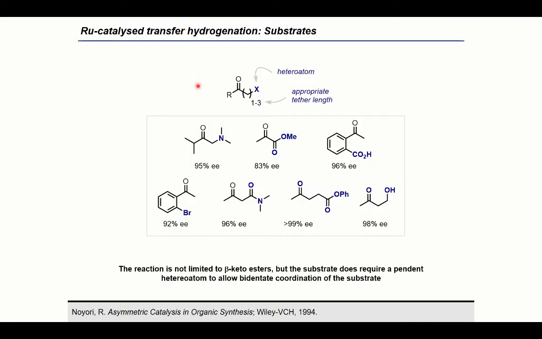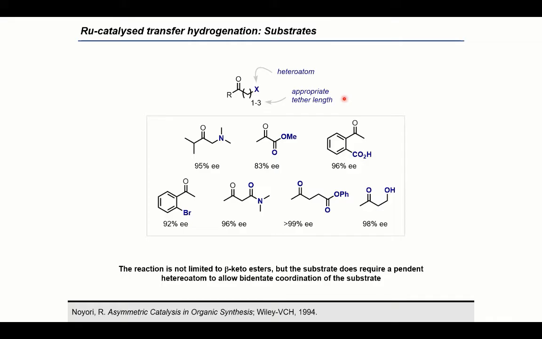Let's take a look at what other substrates can be used. There are two main requirements for the substrate to undergo Noyori hydrogenation with high stereoselectivity. The first is a heteroatom, shown here as X, and the second is an appropriate length tether separating that heteroatom from the carbonyl group. This should generally be around 1 to 3 atoms.